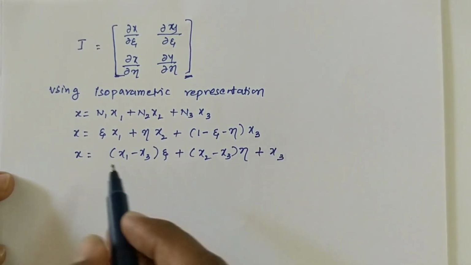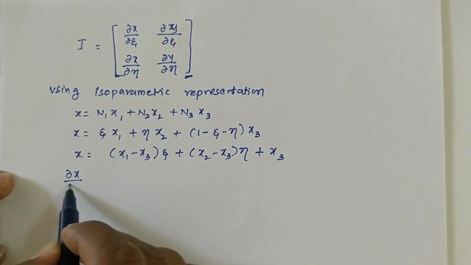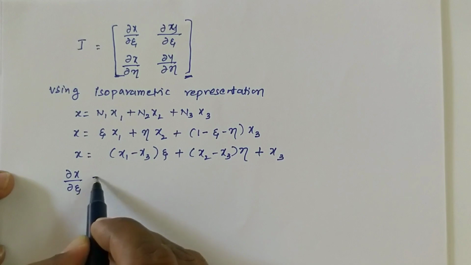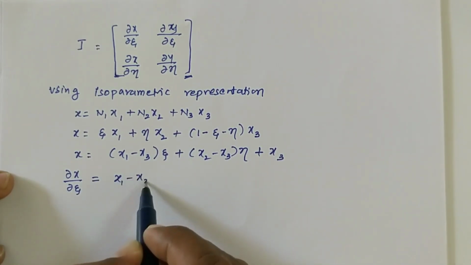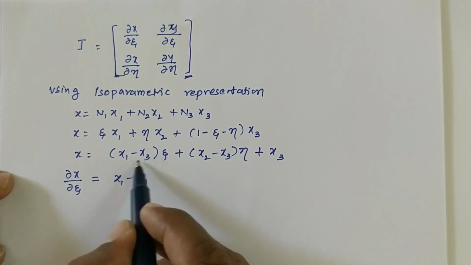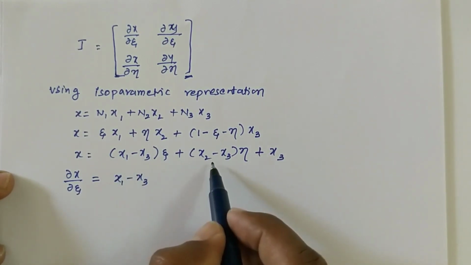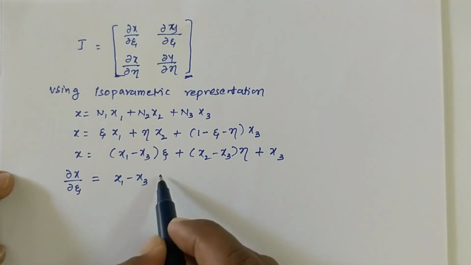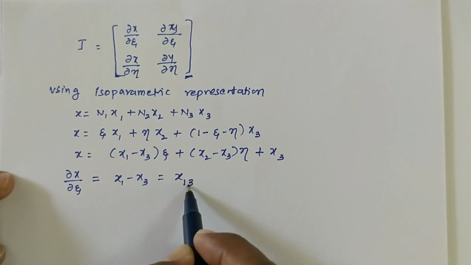Now if you differentiate this equation with respect to zeta, dou x by dou zeta can be written as x1 minus x3, because differentiation of this function with respect to zeta will be x1 minus x3, and this term will become 0. This entire function x1 minus x3 can be represented as x13.